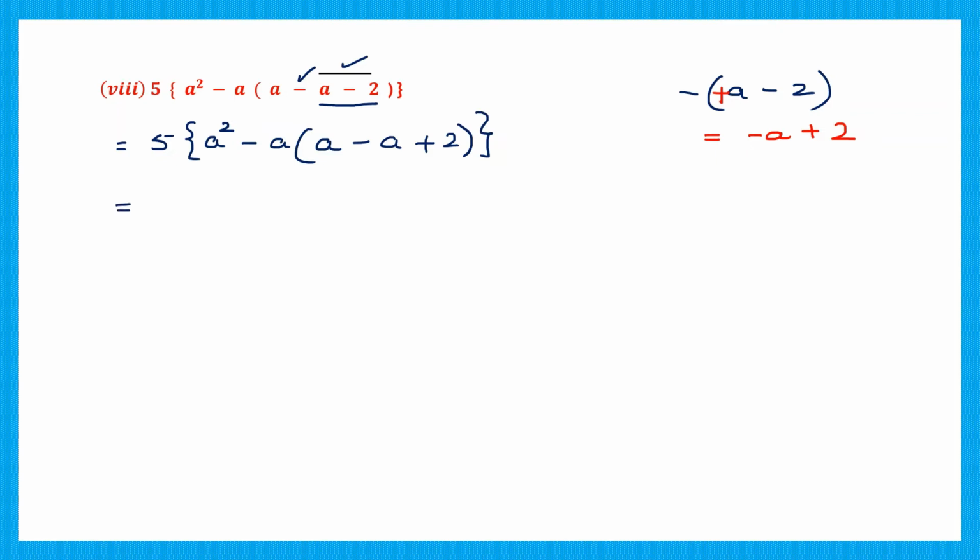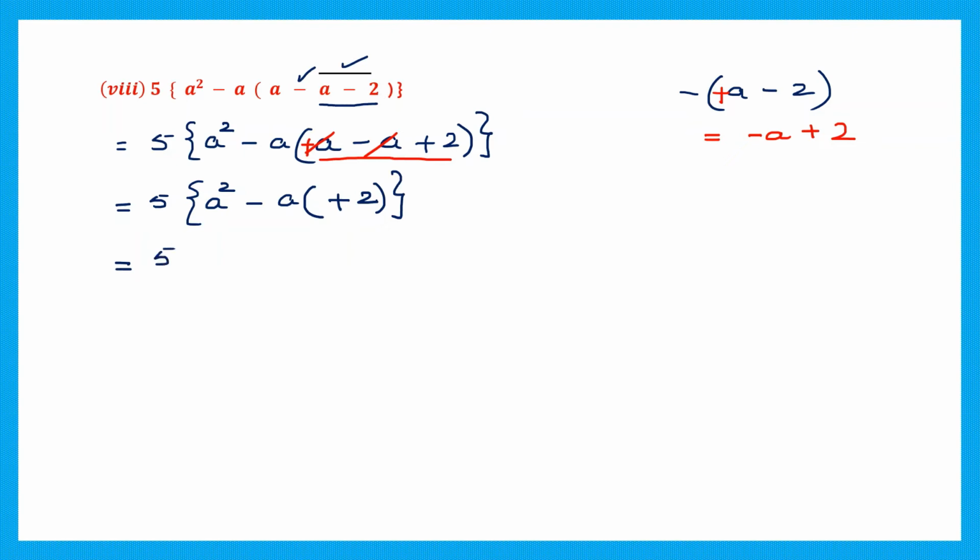Now let's continue. So here we have the curly bracket and the common bracket left. So I need to first work out what is inside the common bracket. So let's start 5 into a square minus a. Let's work out what is within the common brackets. Now here we have a plus a and a minus a which gets cancelled. So what is left is plus 2. So let's write plus 2, close brackets, close the curly brackets. Now we can open the common bracket.